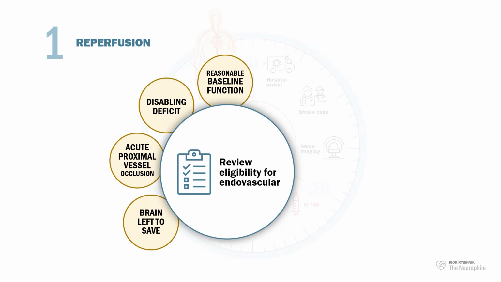Whether or not patient gets IV fibrinolysis, proceed to mechanical thrombectomy if the patient has reasonable baseline neurological function, there's a disabling deficit, there's an acute large vessel occlusion that's proximal enough for intervention, and ideally there is still enough viable brain tissue to benefit from thrombectomy. Remember that the primary goal of acute stroke treatment is to remove the obstruction, not just to give TNK.